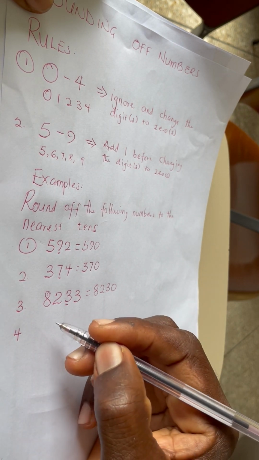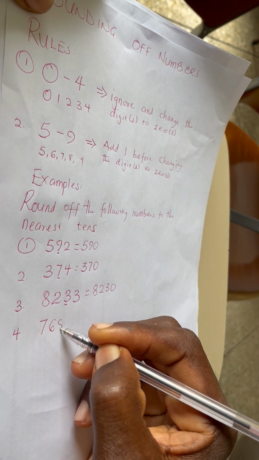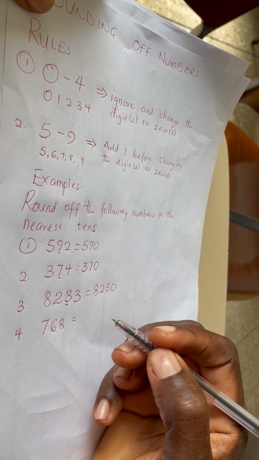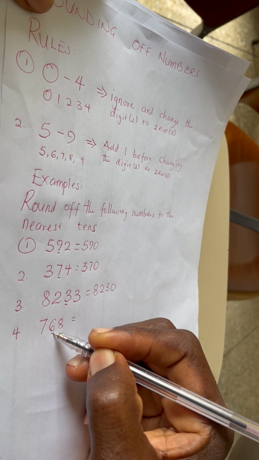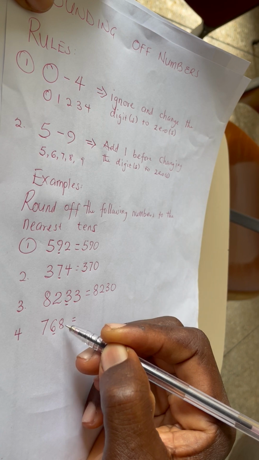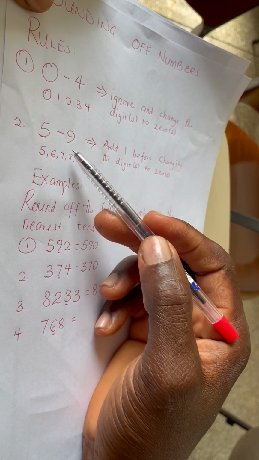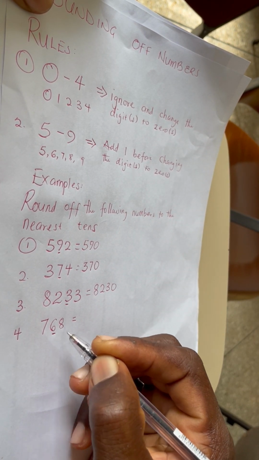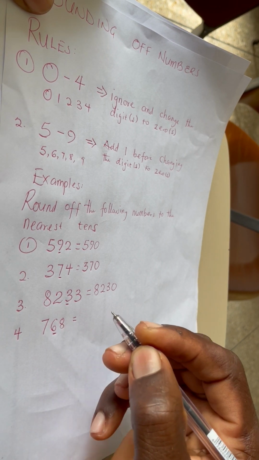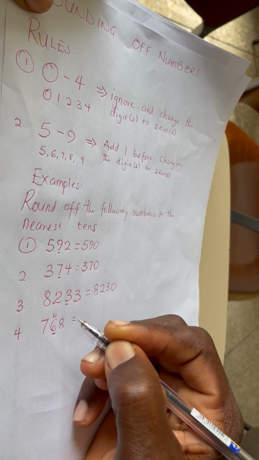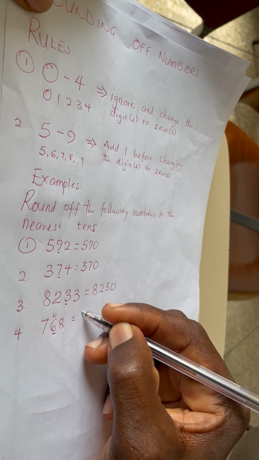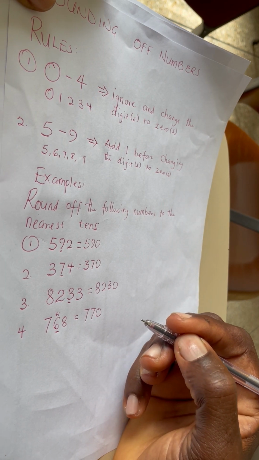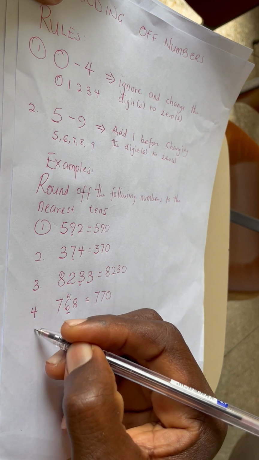Our fourth example. 768. Now, the digit at the tens position is 6. And to the right side of 6, we have 8. Now, 8 can be found under rule 2. So we're going to add 1 to the number at the tens position before we change this 8 to 0. So you add 1 to this 6 before we change this to 0. So the answer now becomes 770. I hope you get it. Let's take the next example.